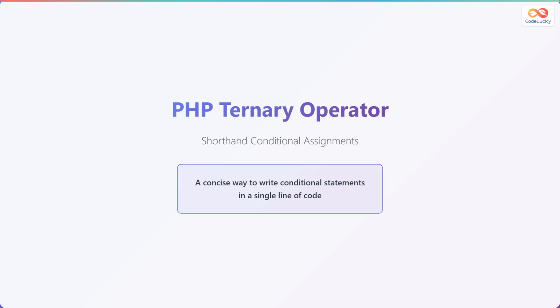In this video, we're going to explore the PHP ternary operator. The ternary operator provides a shorthand way to write conditional statements in a single line of code. It allows you to make your code more concise and readable, especially when dealing with simple conditions and assignments.